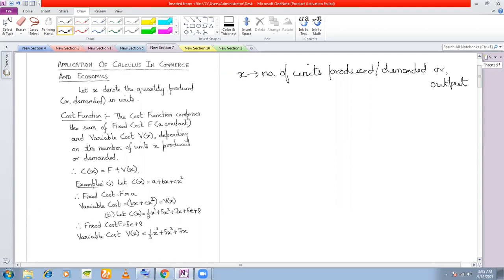Now there are certain costs that will depend on the number of units that you are producing. For example, electricity. The more that you produce, the more electricity you will be using, and therefore you will get a higher electricity bill, right? Labor cost, daily labor cost. The more units that you produce, you will require more daily laborers, and therefore you will have to pay them more, right?